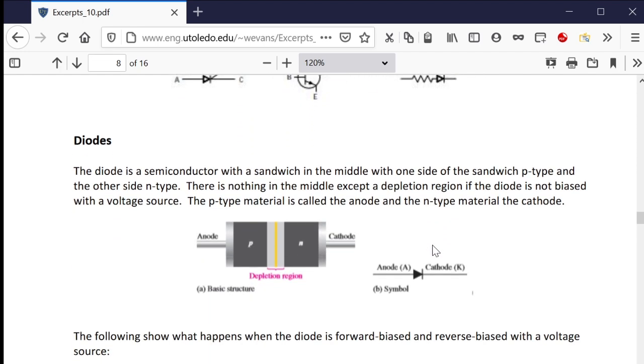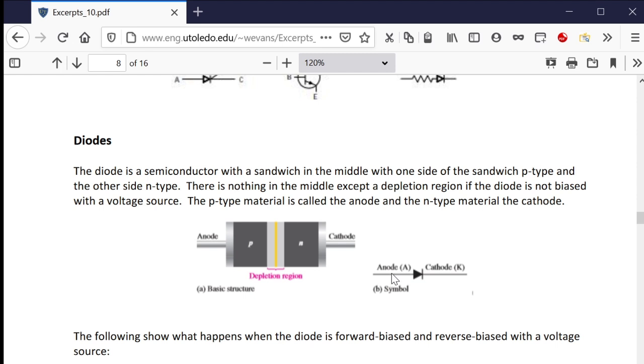Now we're going to look at diodes a little bit more. The diode is a semiconductor with a sandwich in the middle, with one side of the sandwich P-typed and the other side N-typed. So here we have the picture of a diode. So you've got a P and an N-type material. The P goes with the anode, the N goes with the cathode, and here's the picture of the flow.